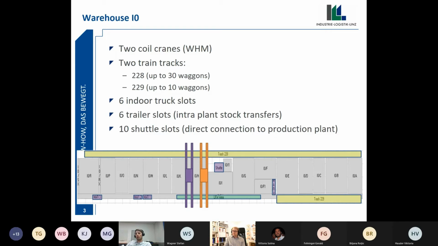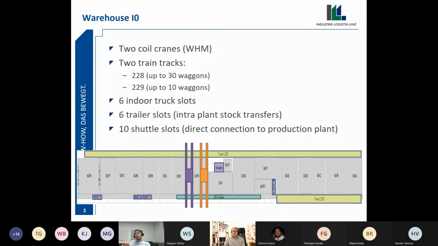As loading equipment, we have 2 indoor train tracks, called track 228 and 229. On the largest train track, we have space for over 30 wagons, and on the smaller one, up to 10 wagons. At high times, we are able to load these 30 wagons with about 100 coils within 8 hours. So this is some of the things we do in this warehouse.